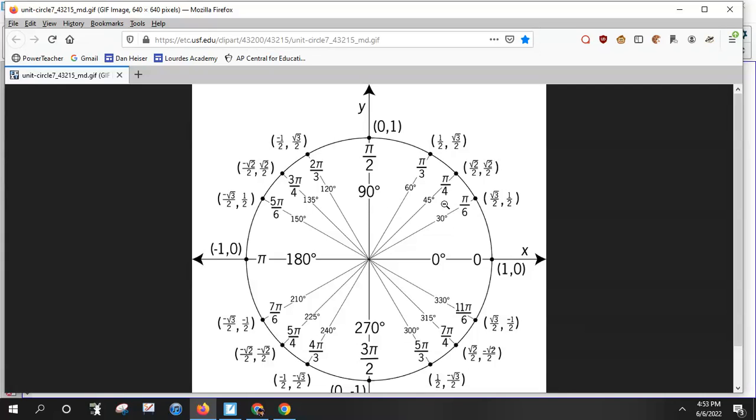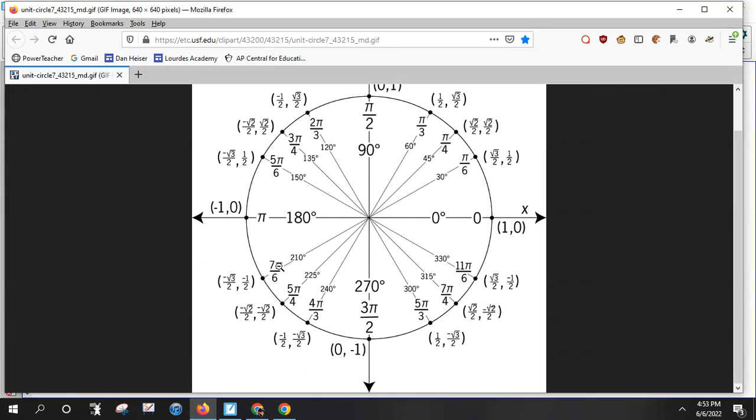In fact, notice I can tell which quadrant I'm in simply by looking at the fraction. These are all single coefficients of pi, first quadrant. All of these fractions, the numerator is 1 less than the denominator, second quadrant. The numerator is 1 more than the denominator, third quadrant. Here, the numerator and denominator are different by more than 1, fourth quadrant.